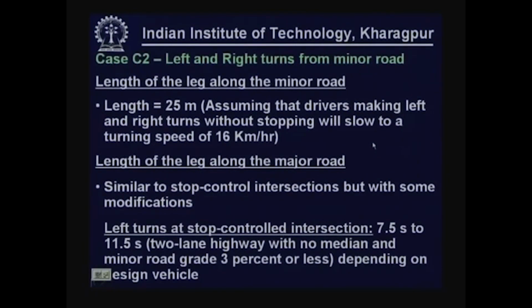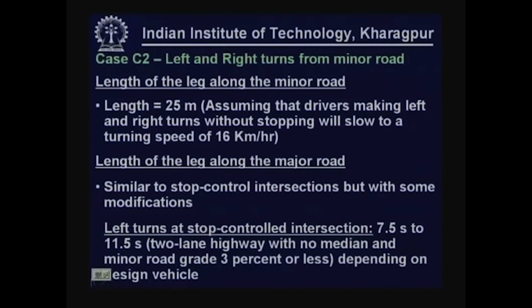Now, let us consider case 2, that is left and right turns from minor road. In this case also we have to see the length of leg along the minor road and also the length of leg along the major road. Now, for length of leg along the minor road, AASHTO recommends the length as 25 meter, a fixed value.